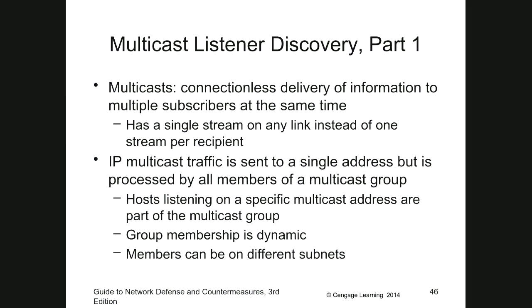So in IPv6, multicasts are connectionless. They have a single stream on any link instead of one stream per recipient. IP multicast traffic is sent to a single address, but is processed by all members of a multicast group. Hosts listening on a specific multicast address are part of the multicast group. Members can be on different subnets, whereas before we talked about you can send to group members in a subnet, but IPv6 allows you to multicast across subnets.